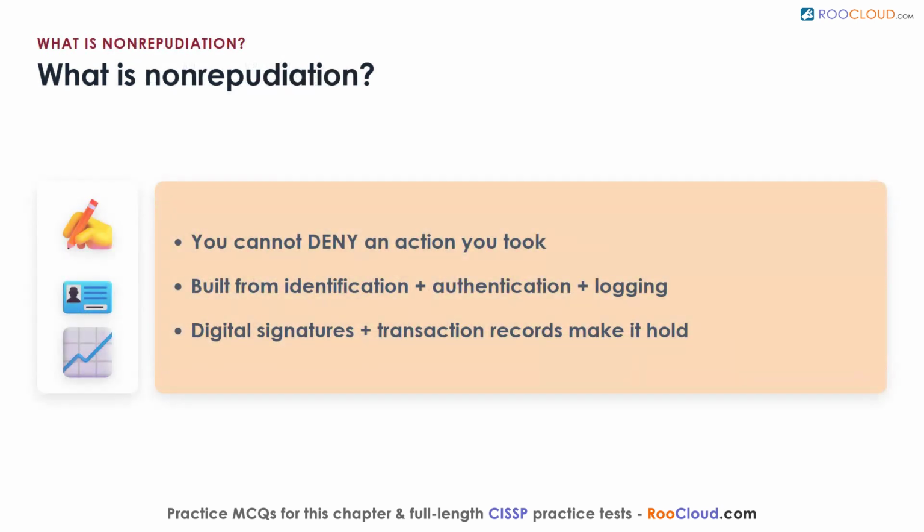What is nonrepudiation? It means someone cannot deny an action they actually took. It stops a user from claiming they never sent that message or approved that transfer. You build it from identification, authentication, and careful logging. Digital signatures and transaction records make it hold. Without it, accountability collapses, because anyone can simply say it was not me.